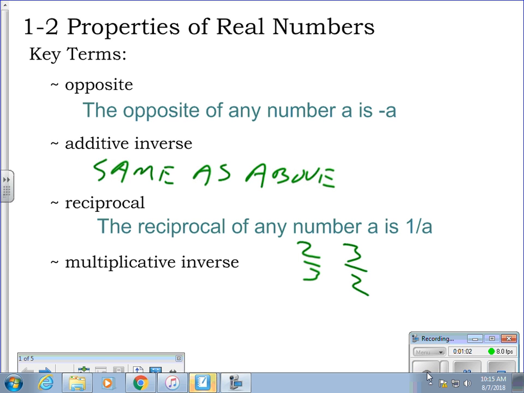Okay, and the multiplicative inverse, same as above. The multiplicative inverse is the reciprocal. The reciprocal is the multiplicative inverse. They're the same thing. Two ways to say the same thing.